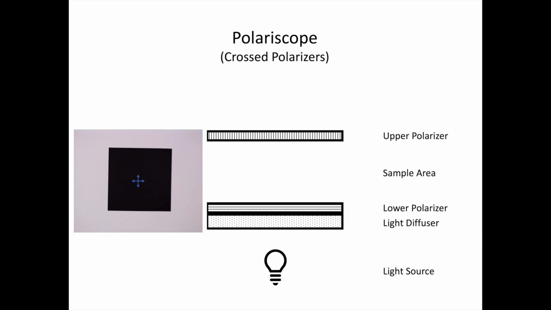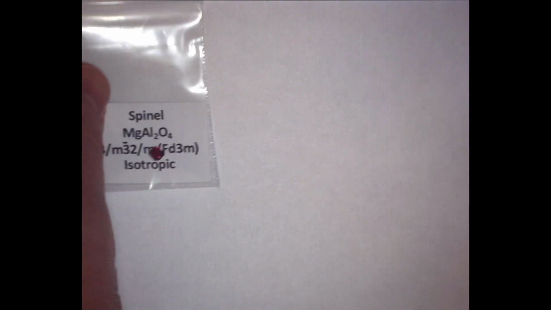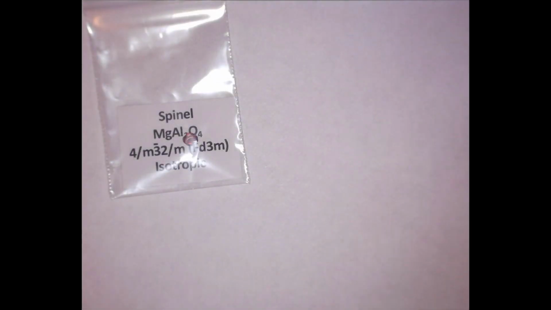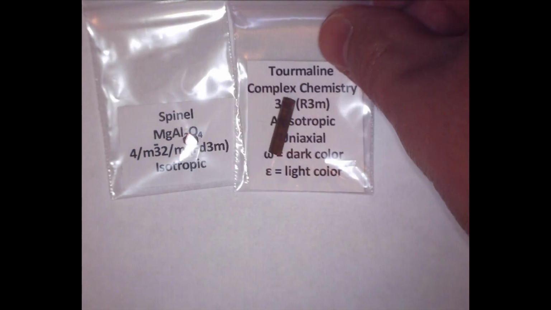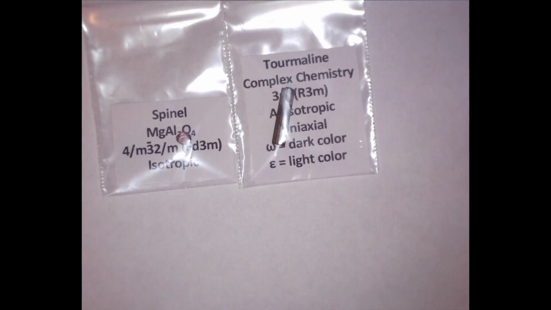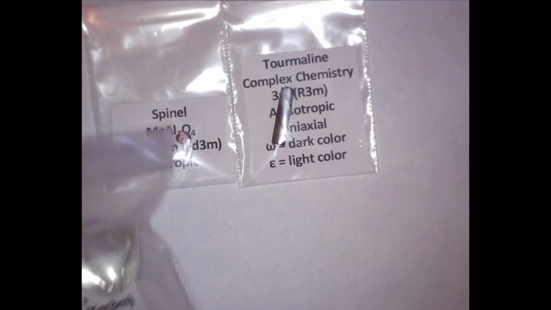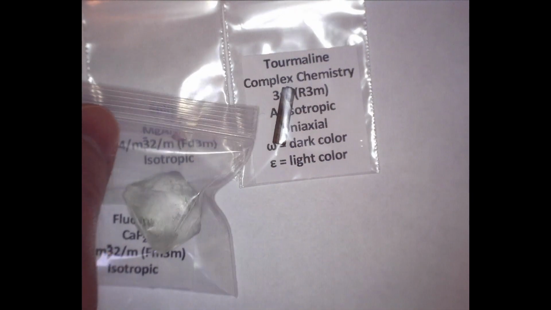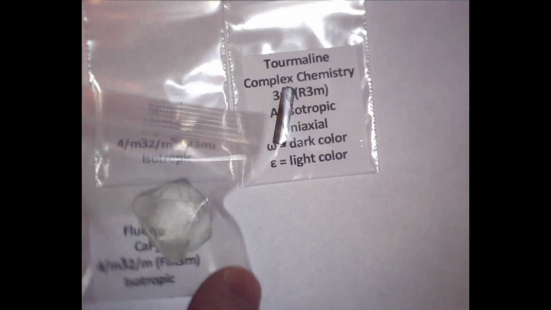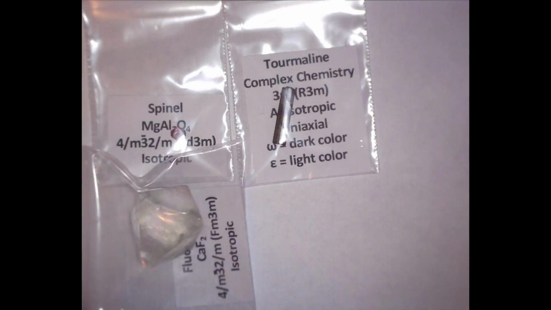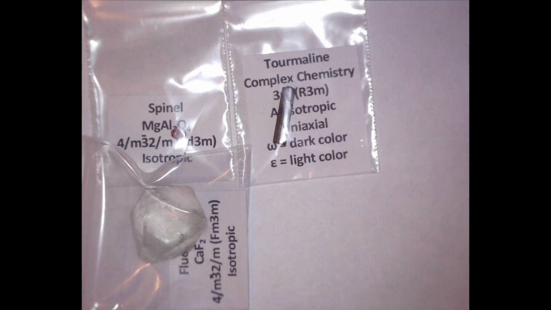So let's get to the fun stuff now and take a look at some of the minerals in our isotropic versus anisotropic kit. And we're viewing this in just normal everyday light. There's nothing weird going on with our lighting configurations here. So the kit is going to consist of a spinel crystal, a tourmaline crystal, a fluorite crystal, and a calcite crystal. So if you already have these minerals, you can do these experiments on your own.